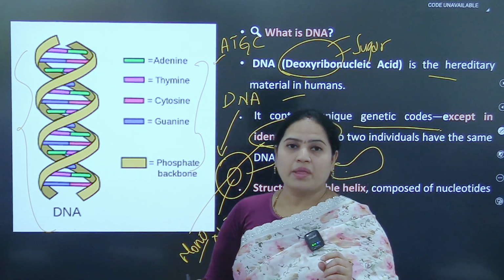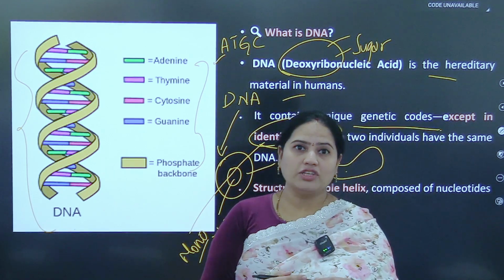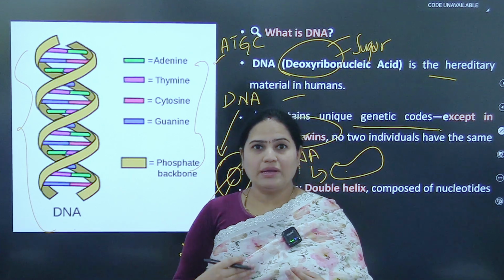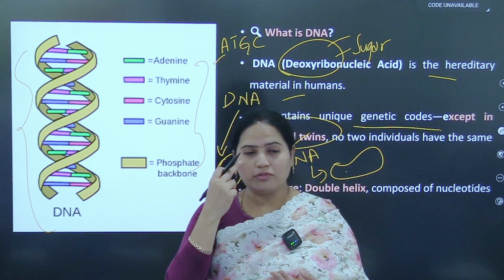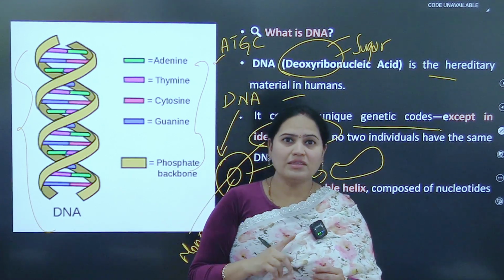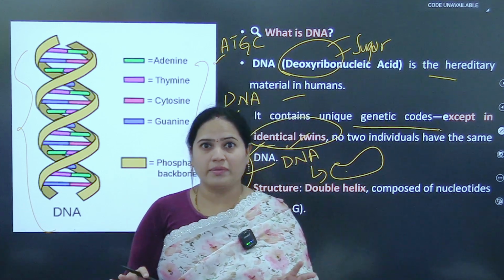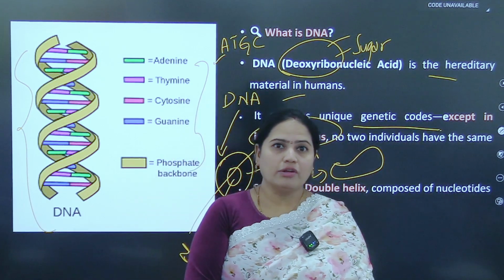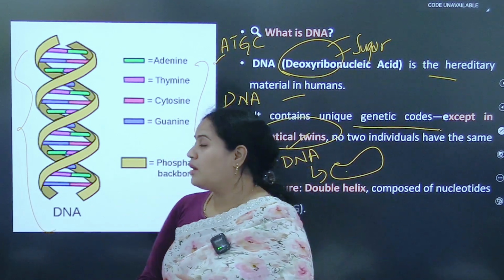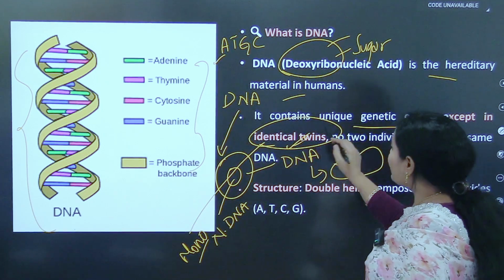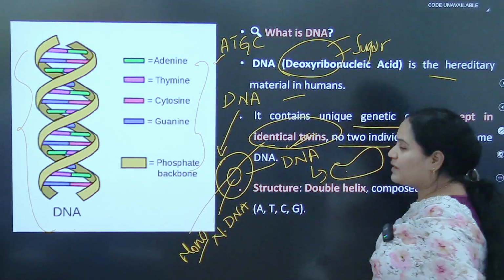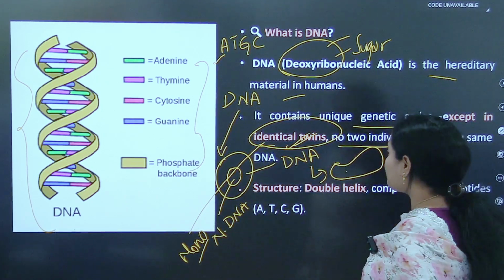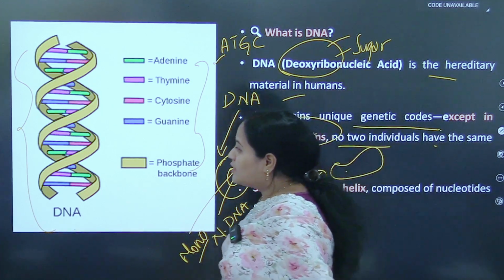But if you are talking about another biological parameter which is usually taken into consideration, that is the iris, which is present in the eye. The iris is different for every individual human being. Even in the case of monozygotic twins, the iris is very different. Here we see identical twins, and no two individuals have the same DNA, which we have already understood. Now let us understand the structure of the DNA.